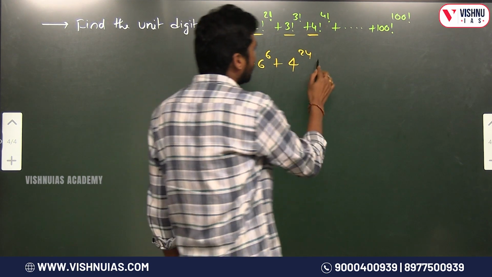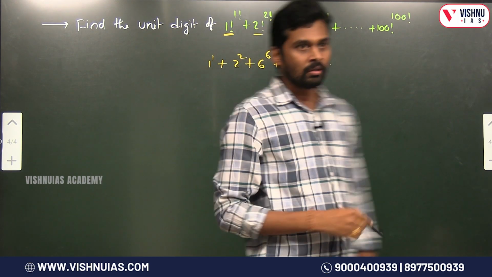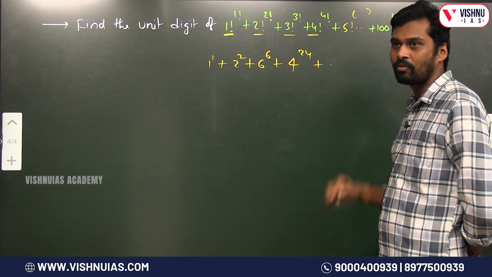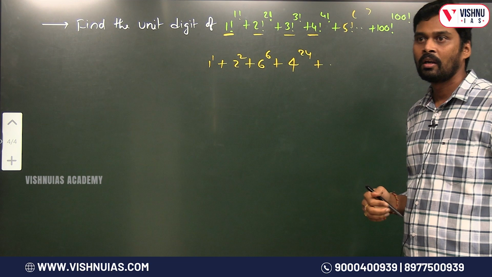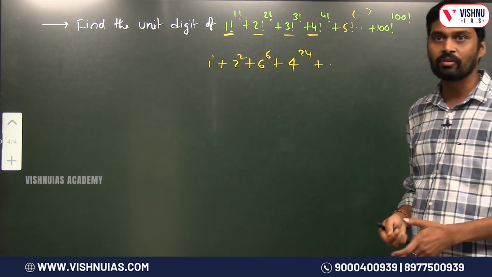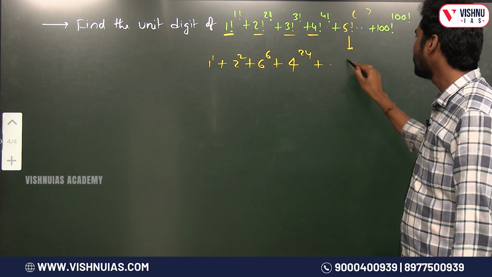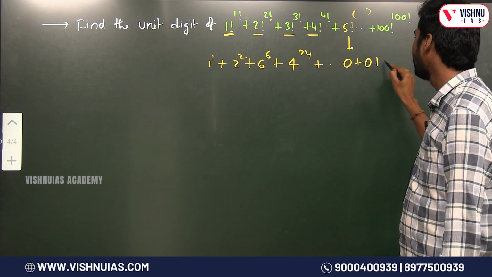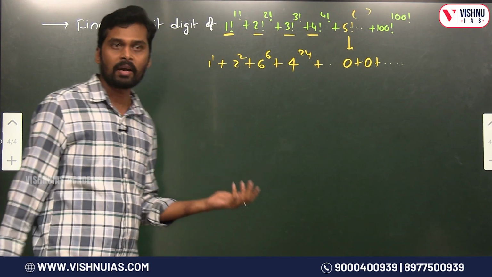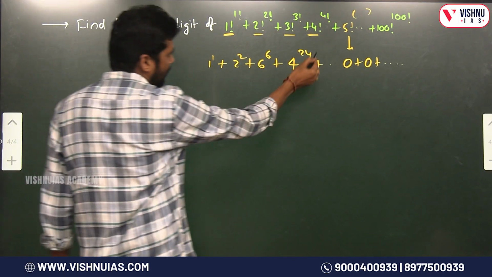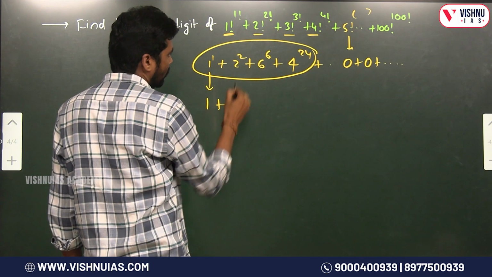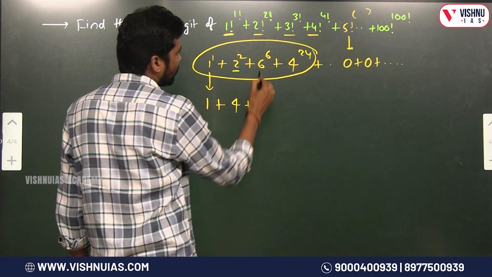And from 5 factorial onwards, it doesn't matter what the power is. No matter how big the power is, the unit digit of the number is always 0. So now you tell me, from this number onwards, what is the unit digit of these numbers? 0 only, right? So 0, any number of times if you add, you will get 0 only. Which means we will consider only these values. 1 to the power of 1 is 1, 2 square is 4, 6 to the power of 6.